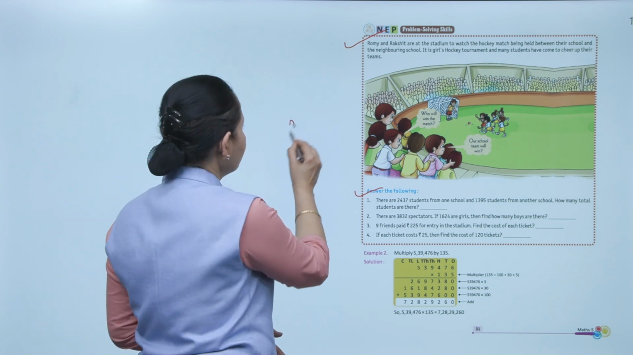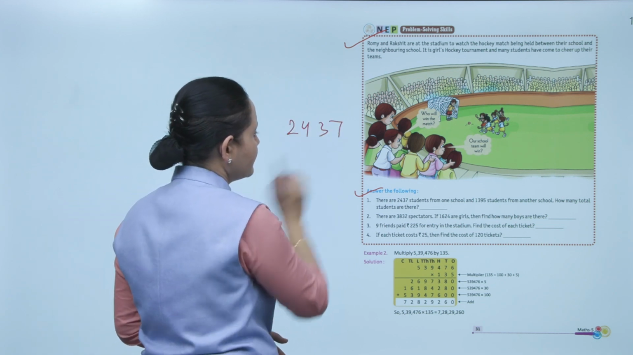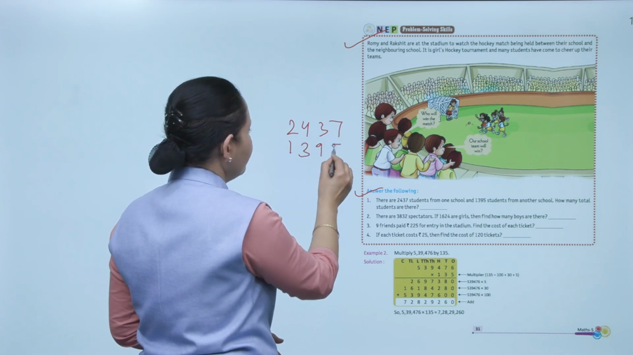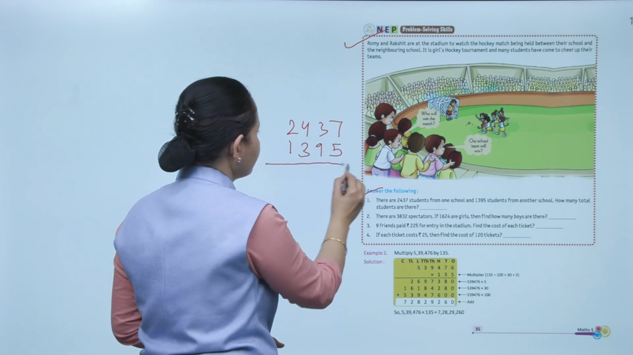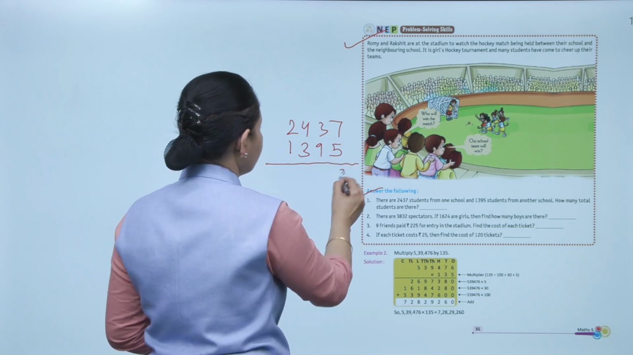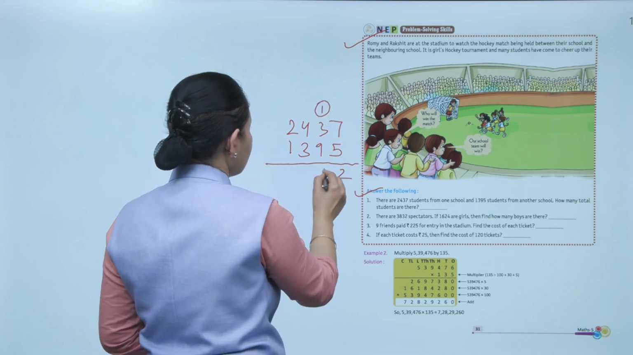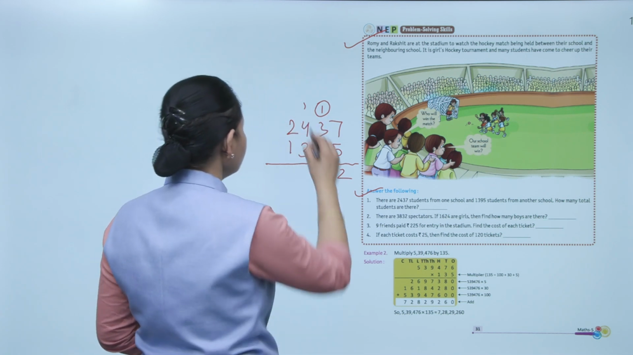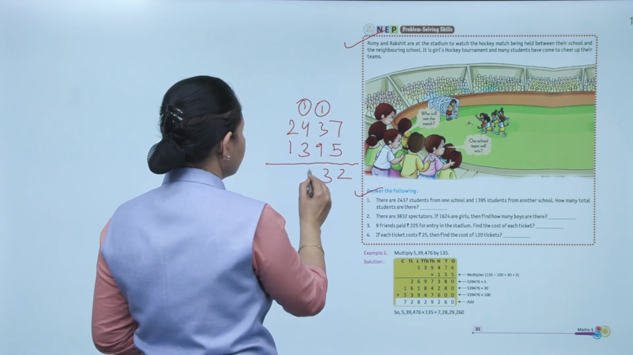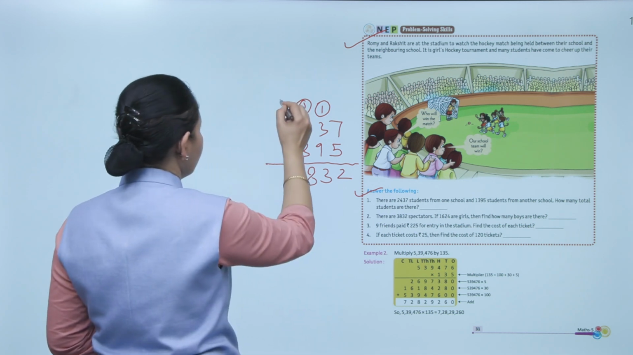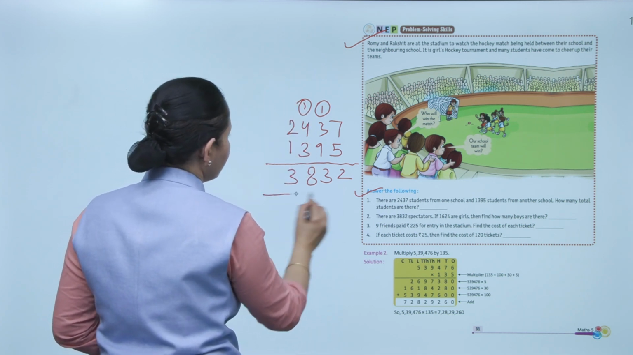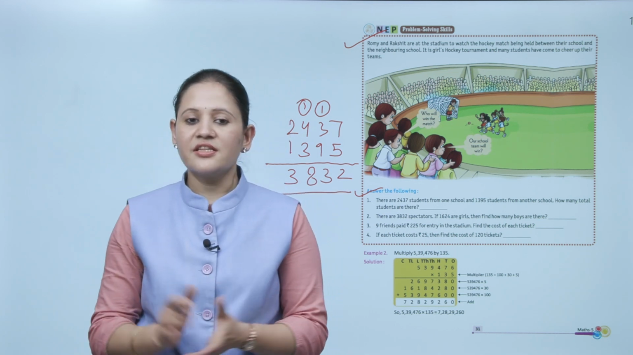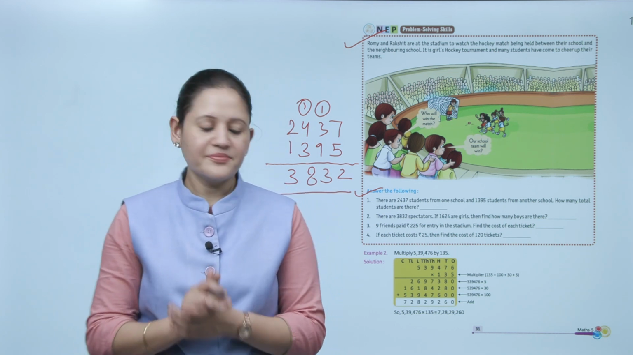So total कर लेंगे 2,437 and 1,395. So total हो जाएंगे 3,832 students. Like this you have to do the question. Clear?